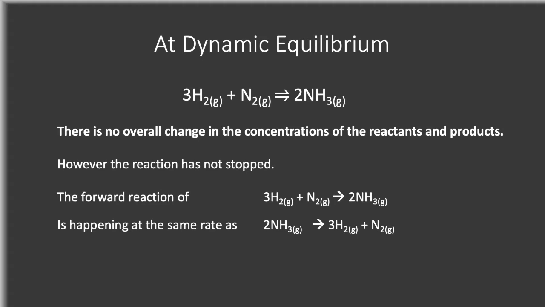So at that stage, there's no overall change in the concentration, but the reaction hasn't stopped. That's really important. It just means that at the same rate that ammonia is being produced, ammonia is then breaking up to give hydrogen and nitrogen. It's just different molecules that are doing this.